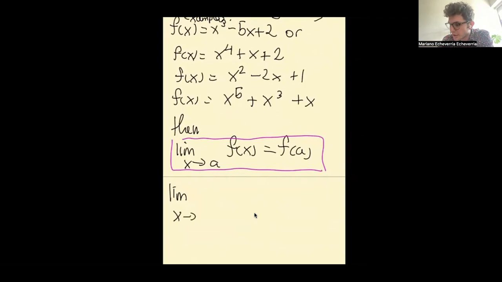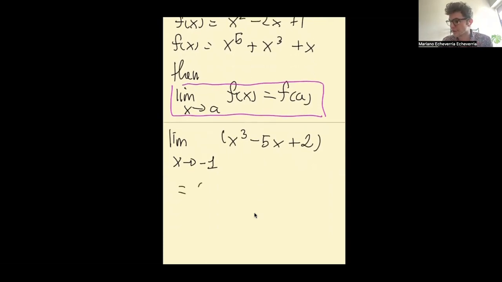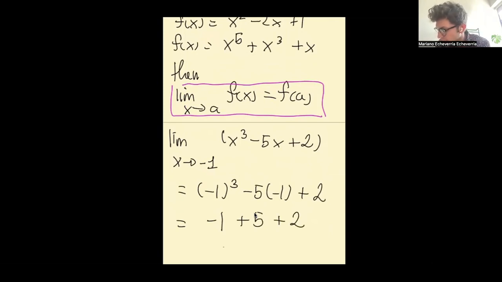So for example, if I gave you the limit as x approaches negative one of x cubed minus 5x plus two, then if you wanted to find that limit, that is really just what you get by replacing x with negative one. So you will get negative one cubed minus five times negative one plus two, and that's negative one plus five plus two. And that's what this is.